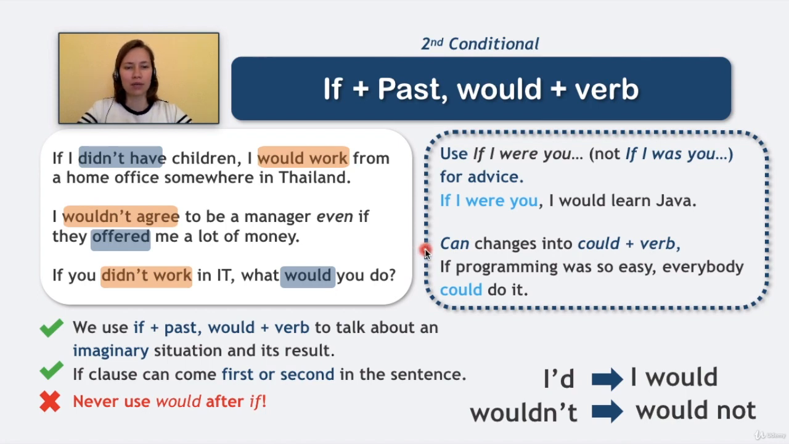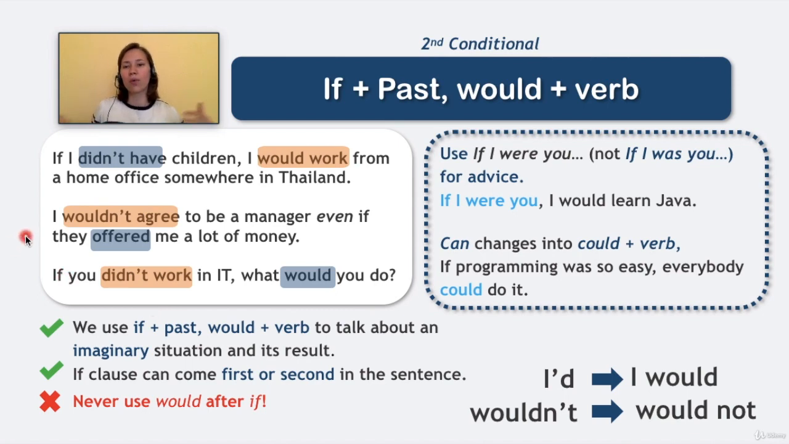Also, sometimes instead of would in the second part, in the result of this condition, we can say could, because can changes into could. So if you originally wanted to say something that contains the word can, you change it into could, and in this case you don't have to use would. You replace would with the word could. For example, if programming was so easy, everybody could do it. Everybody could do it instead of would.